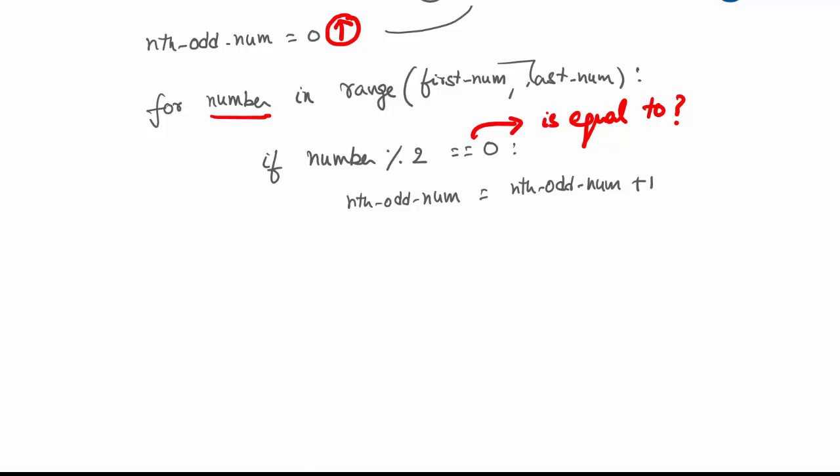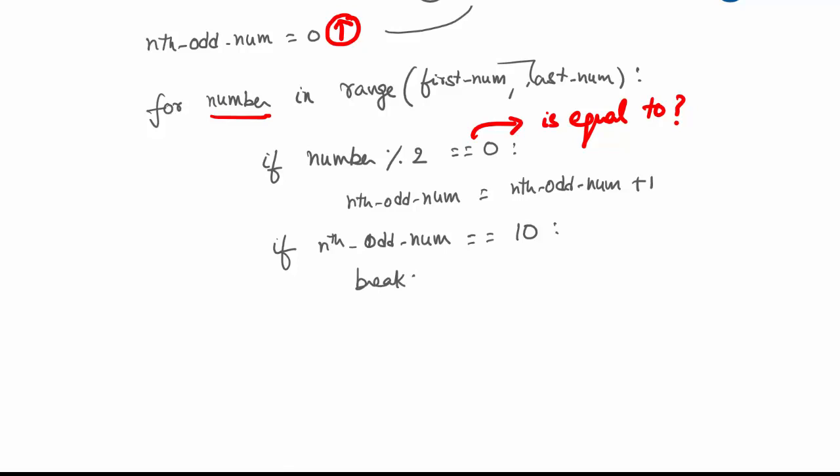The next condition is, did we find out the 10th odd number or not? We found out the first odd number, okay, but we have to stop when we find the 10th odd number, isn't it? So we have to also do another if statement here. You need not do it here, you can also do it here. Let's write it here. If, because they're all part of the same for loop, if nth underscore odd underscore num equals 10, then just break. Then we have found what we want, right?